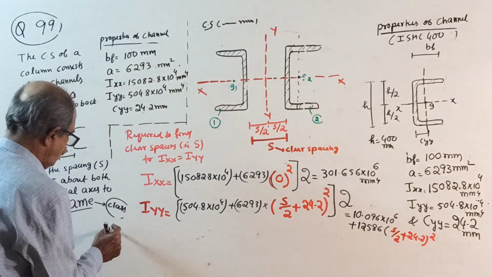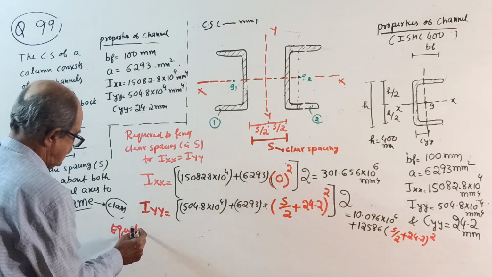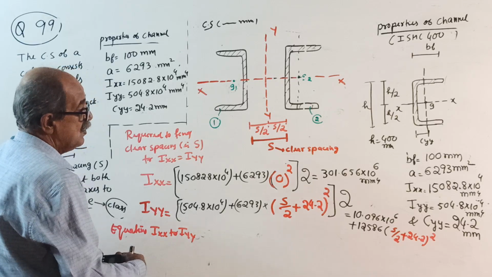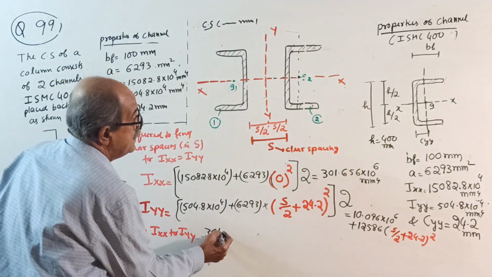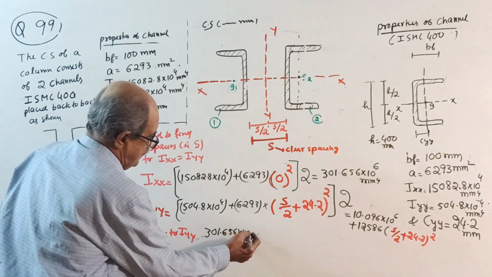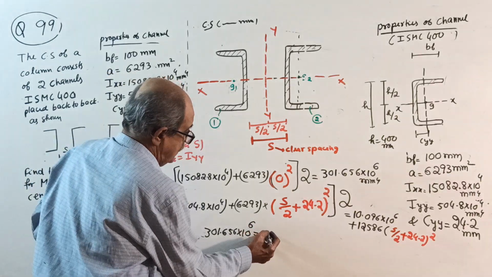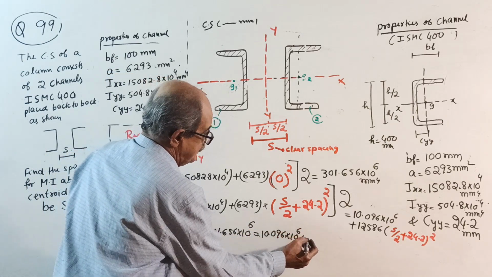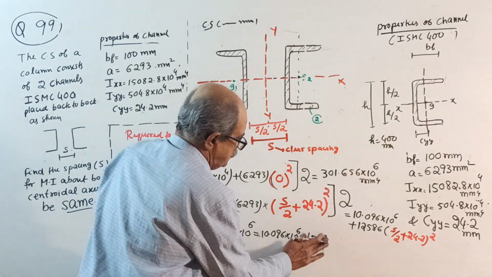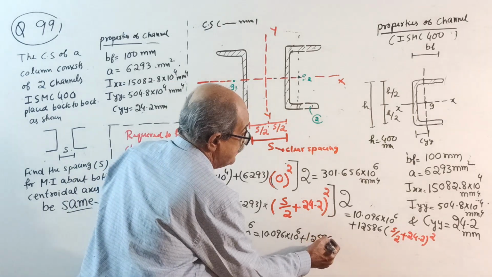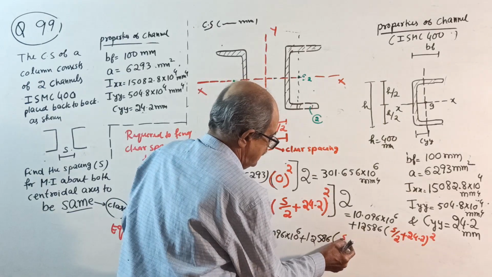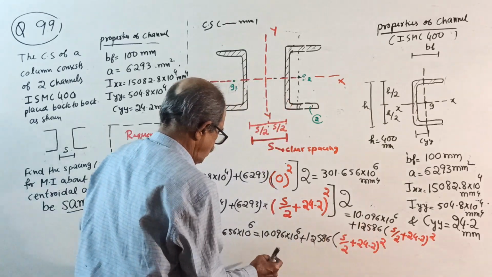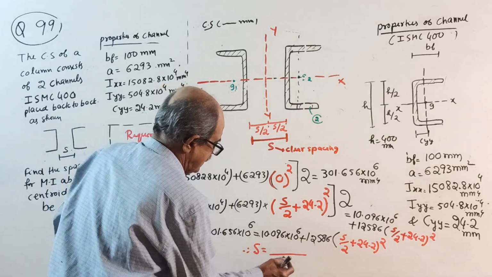Now, equating IXX to IYY, what do you get? 301.656 times 10 to the power 6 equals 10.096 times 10 to the power 6 plus 12586 times S by 2 plus 24.2, whole squared. Therefore, S will come in millimeter.